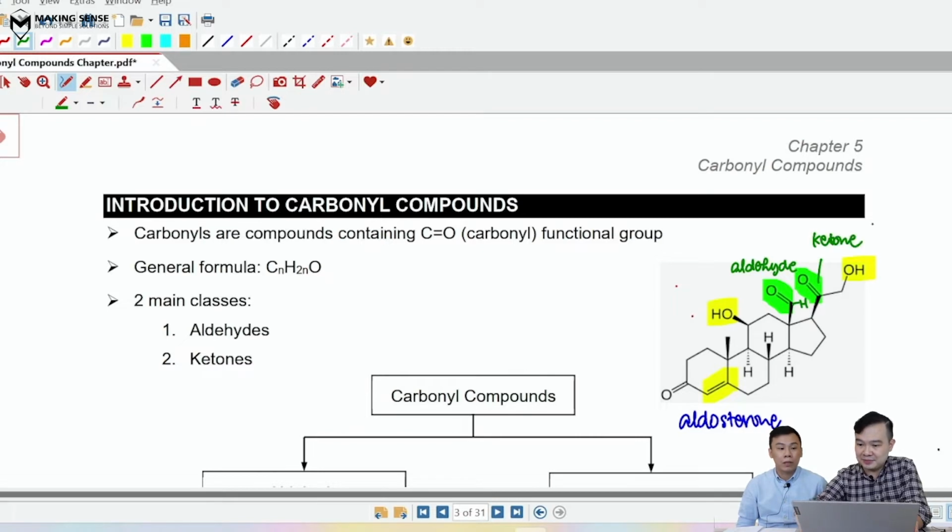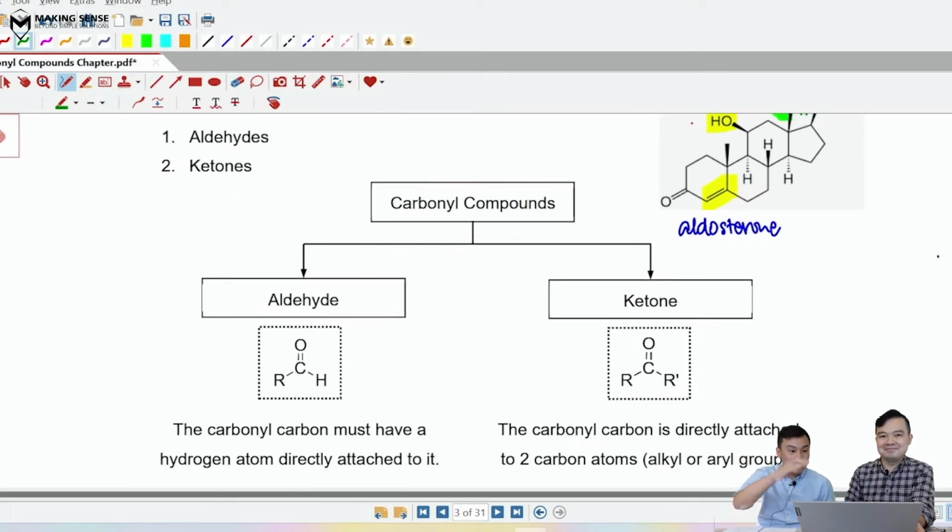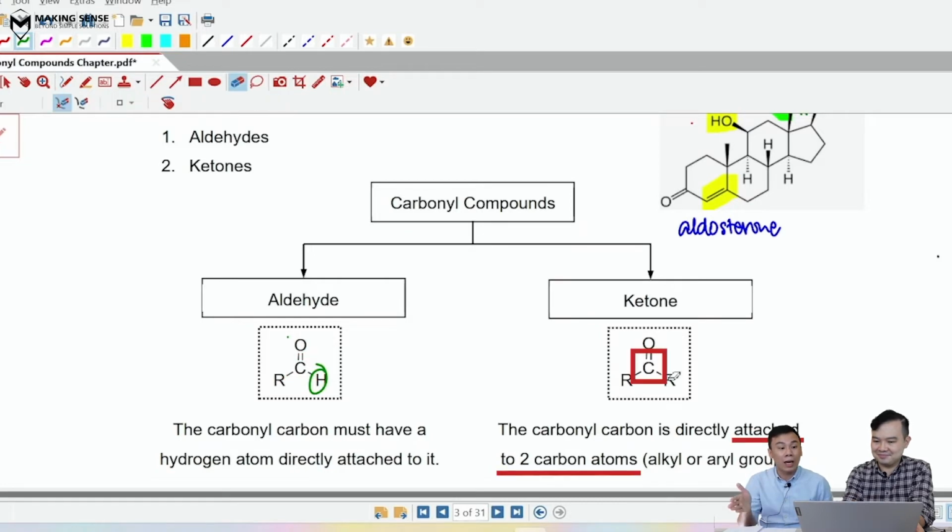To quickly summarize, carbonyl compounds can be subdivided into two kinds. One is called an aldehyde. Look at the carbon, it must be bonded to at least one hydrogen. But for a ketone, it will be bonded to two other carbon atoms.